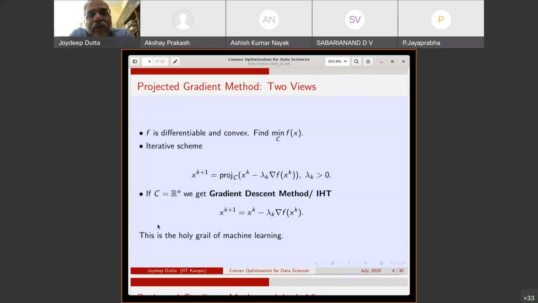Let us assume that f is a differentiable convex function. We'll just talk about convex functions. It can be done for non-convex also, but let us just talk about convex functions. My job is to find the minimum of f over a convex set C. So the iterative scheme, a very well-known one, is that xk plus 1 must be the projection on the set C of the vector xk minus lambda k grad f of xk. Xk is the kth iterate.